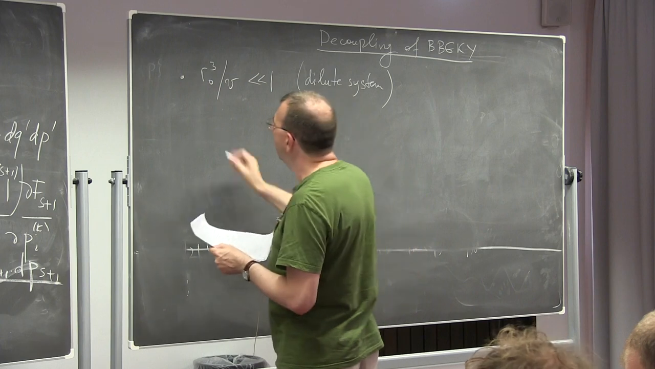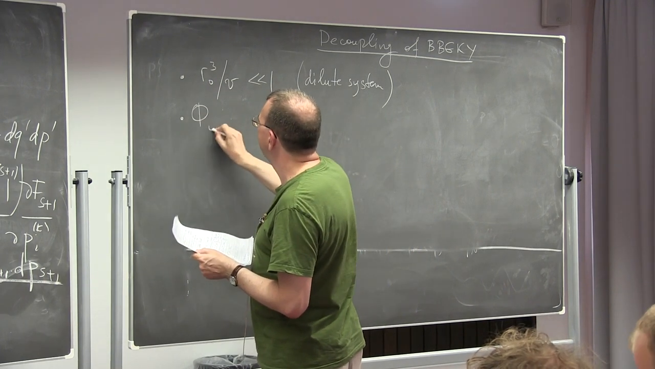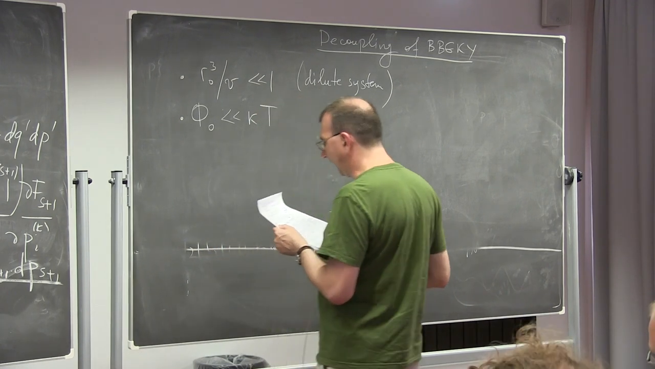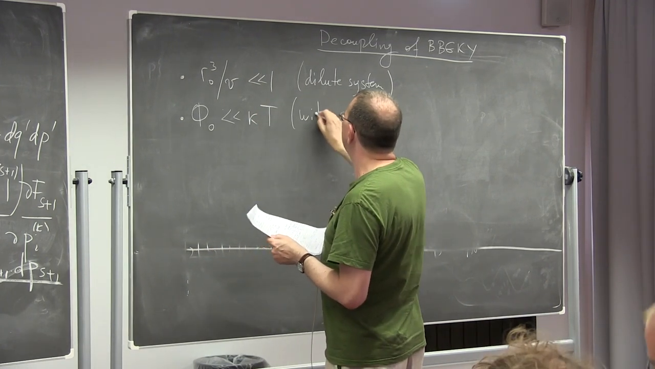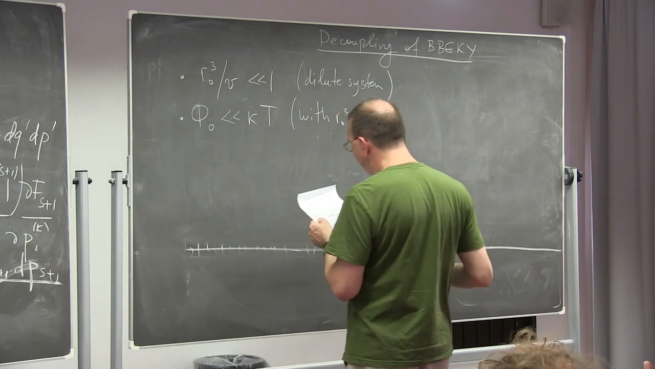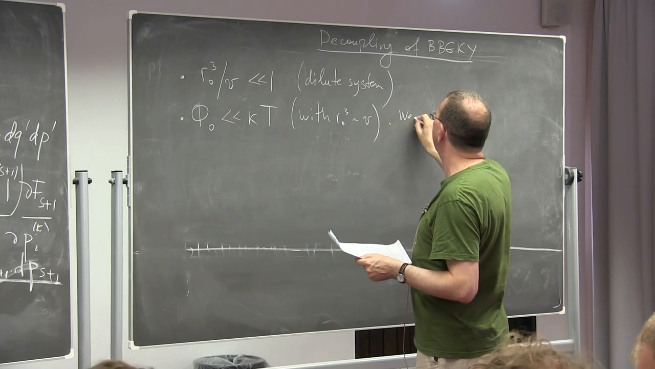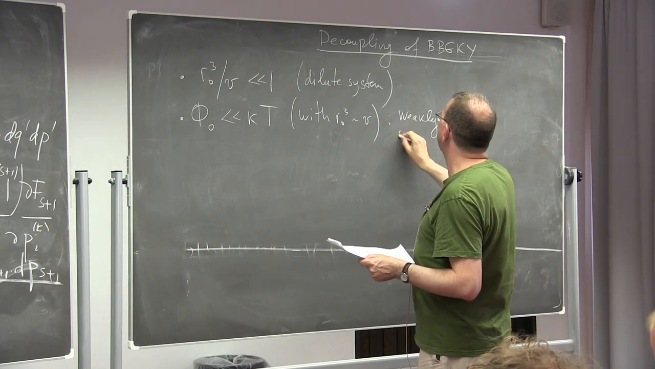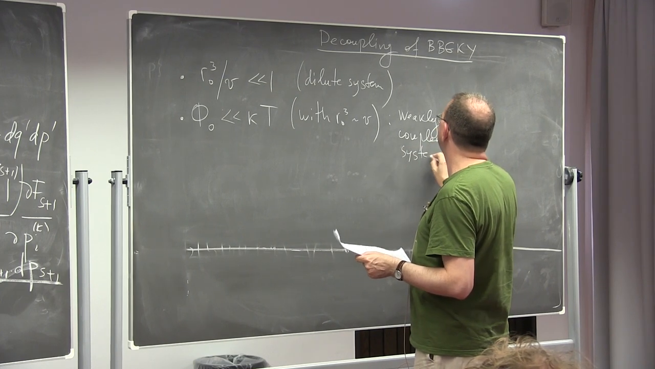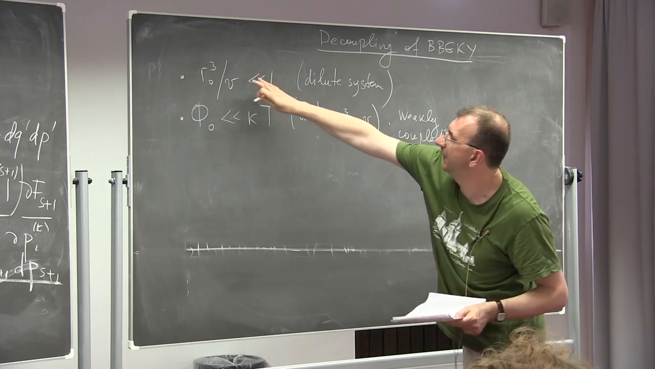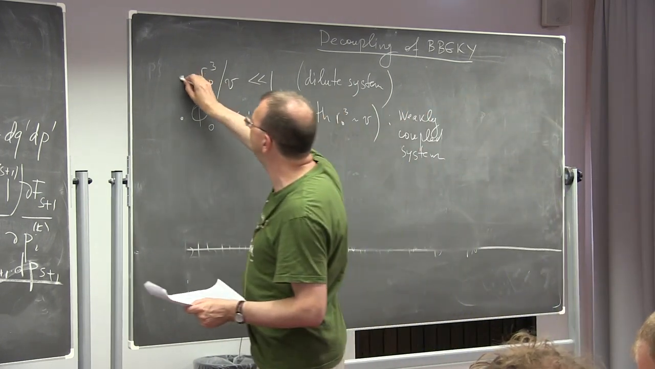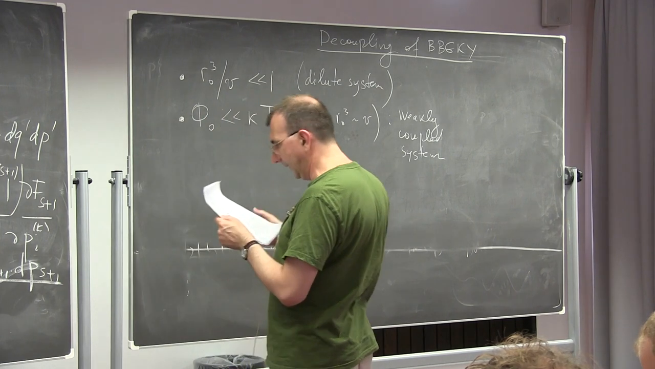And you can decouple. You can also decouple when the strength of your potential is much less than kT, and this corresponds, for example, with R naught cube of the order of v. And this corresponds to a weakly coupled system. Weakly coupled system, not necessarily dilute. So this condition is not valid, but if the system is sufficiently weakly coupled, you can still do a decoupling, and then you get a kinetic equation.